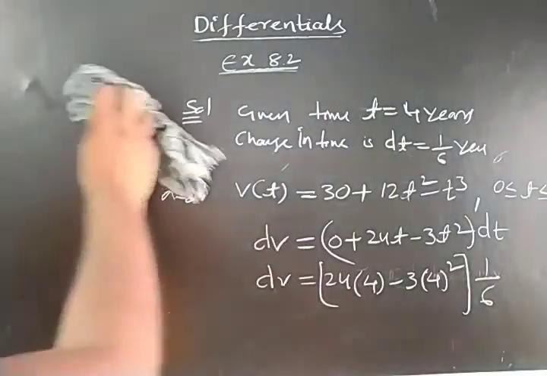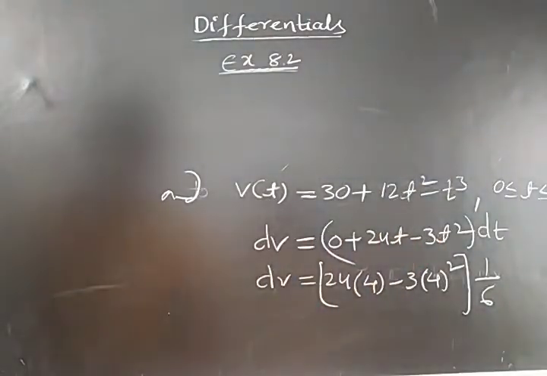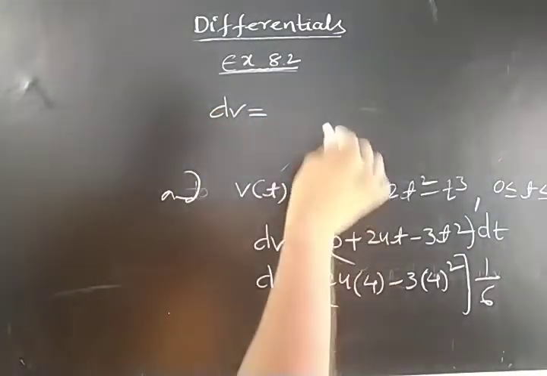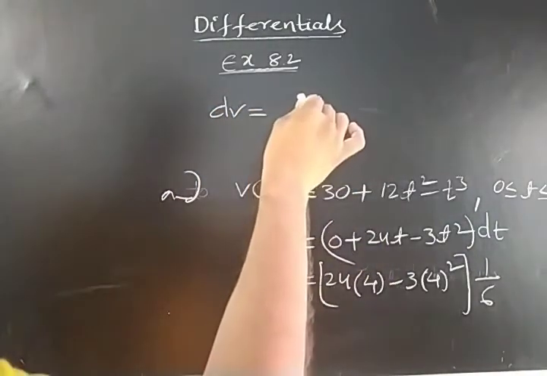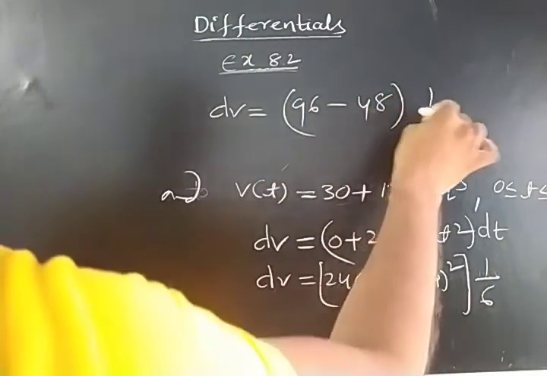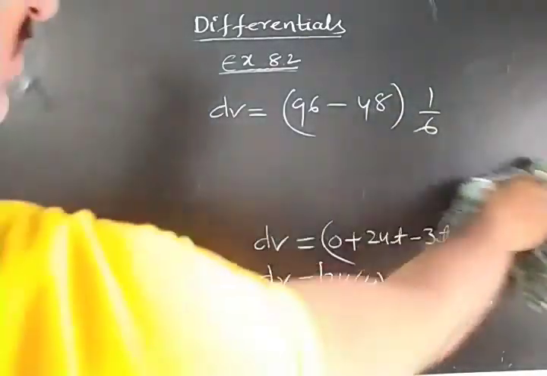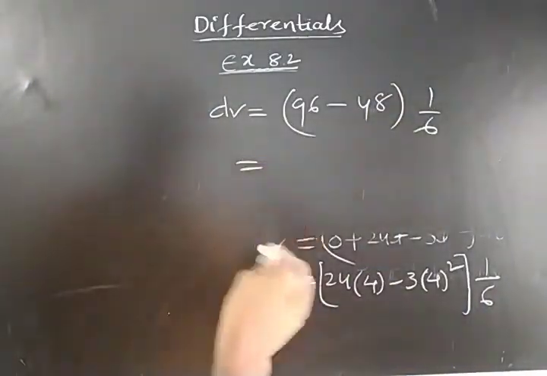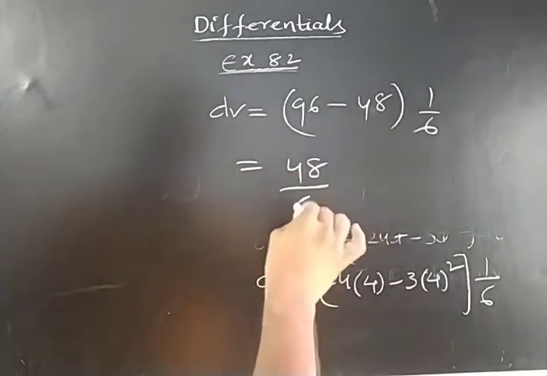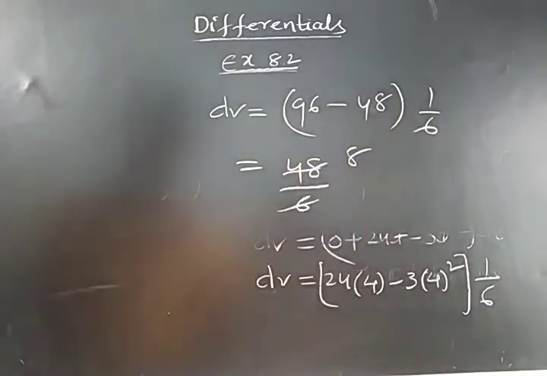dt is 1 by 6. So dv equal to 4 4s are 16, 4 8s are 96 minus 16 3s are 48, 16 3s are 48, 96 minus 48, 48 into 1 by 6, 48 by 6 is 8.